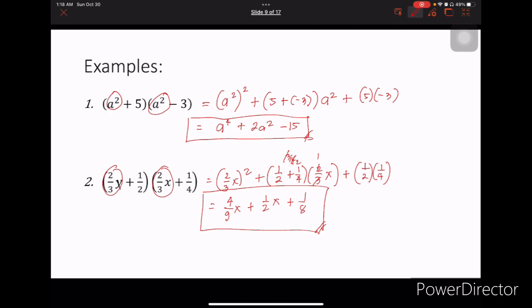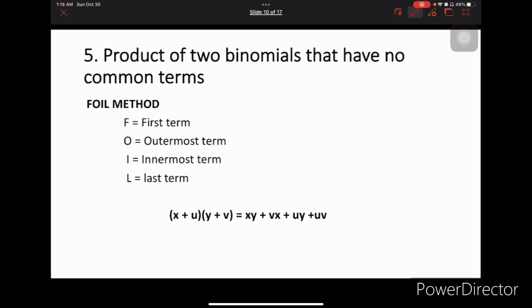Now let's proceed to the next one. The product of two binomials that have no common terms. So if the two factors don't have common terms, if the values are different, you simply use the FOIL method. In the FOIL method, in operating all the factors, you need to multiply the first terms of each factor, and then the outermost terms, and then the innermost terms, and lastly, you will operate the last terms.